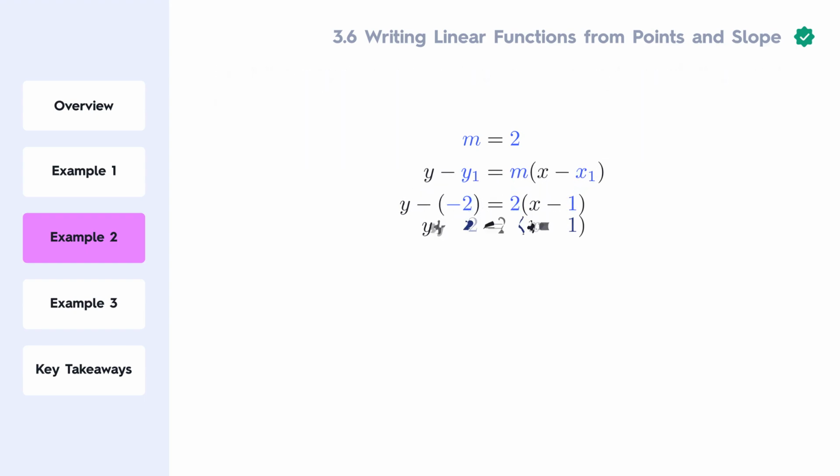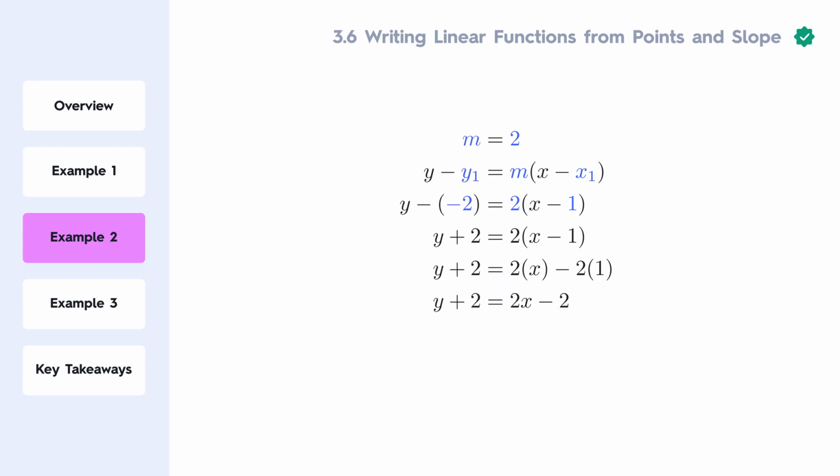Now, we'll simplify. Now, let's rearrange the equation to slope-intercept form. First, distribute the 2 on the right-hand side. Finally, subtract 2 from both sides to isolate y. So, the equation of the line that passes through (1, -2) and (4, 4) is y equals 2x minus 4.